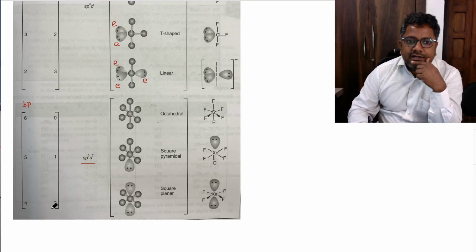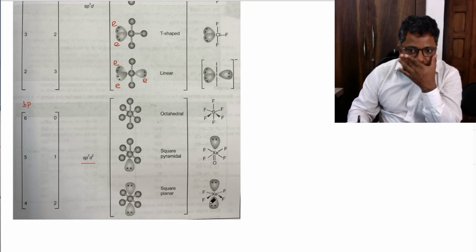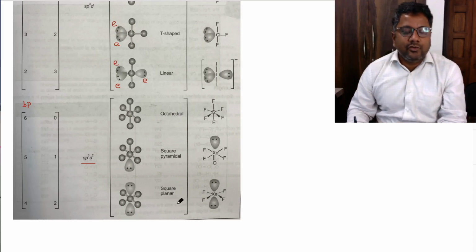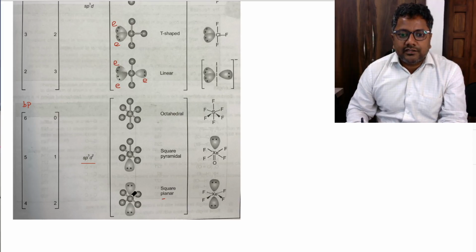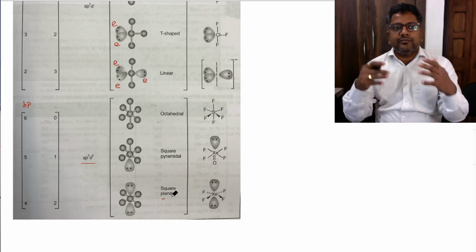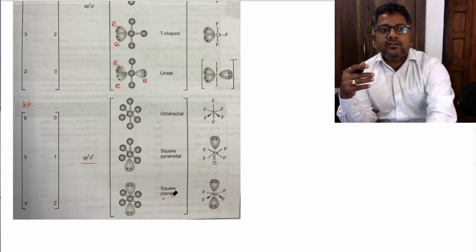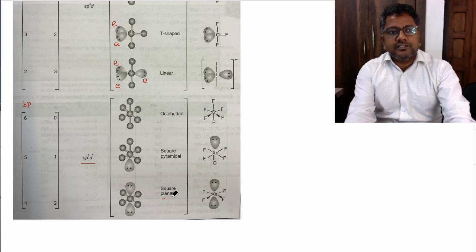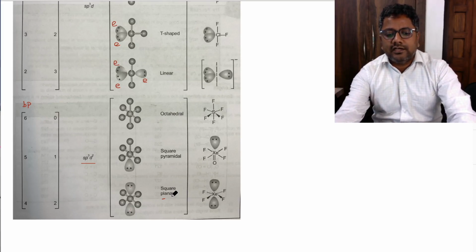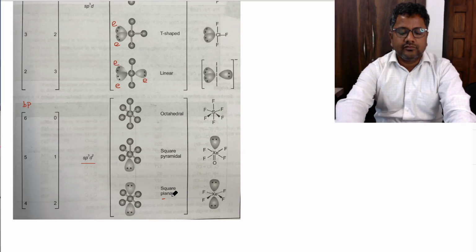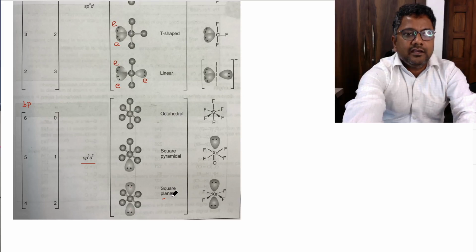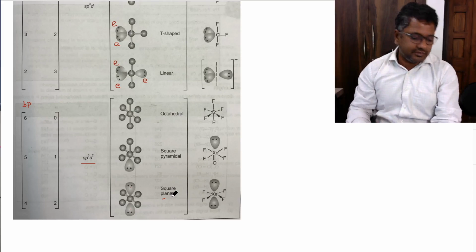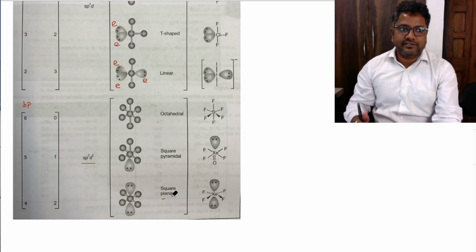Only one lone pair is there, but when 2 lone pairs are there, then they will occupy positions anti to each other, right? So this is the structure of XeF4. Here you will get lone pairs anti to each other. So if all other things are the same and all positions are equivalent, then the lone pairs will occupy the opposite positions or opposite sides, right?